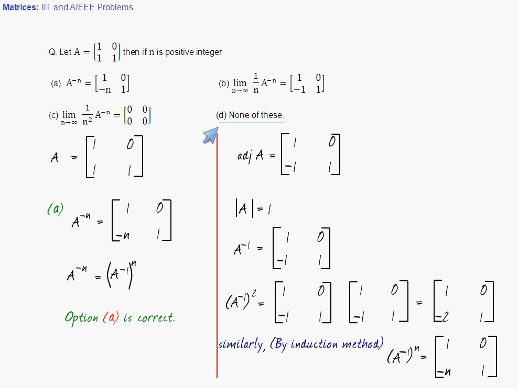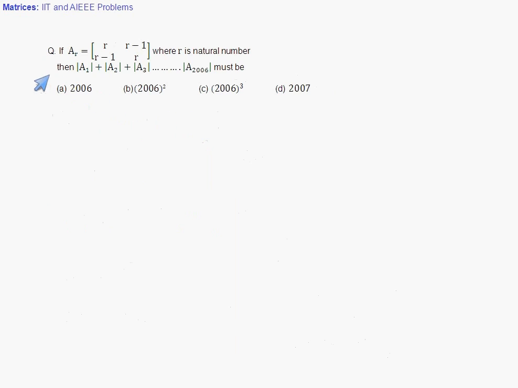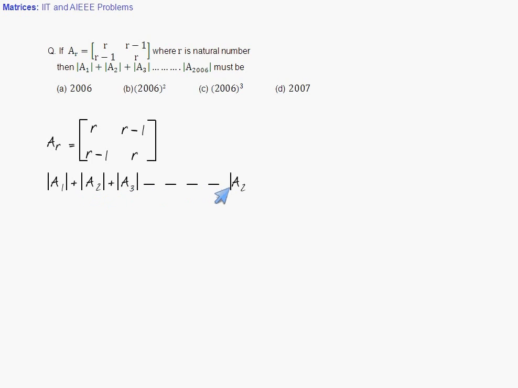Now, let us have a look at the next question. This question involves a series. Series summation is required. Arithmetic progression formula we will be using. The matrix A R is given as R, R minus 1, R minus 1 and R. It says that we have to find the value of determinant A1 plus determinant A2 plus determinant A3 and so on up till determinant A2006.